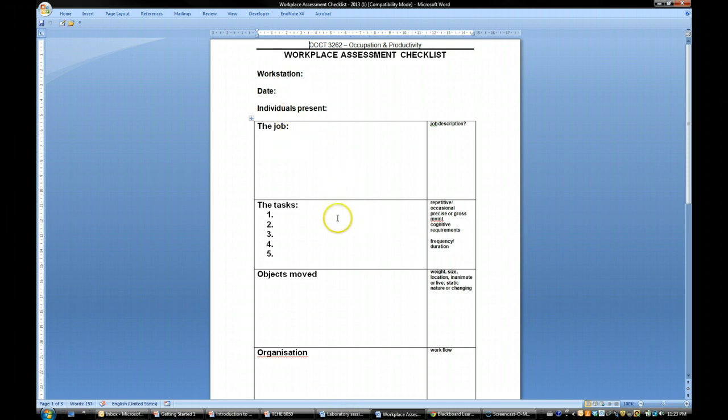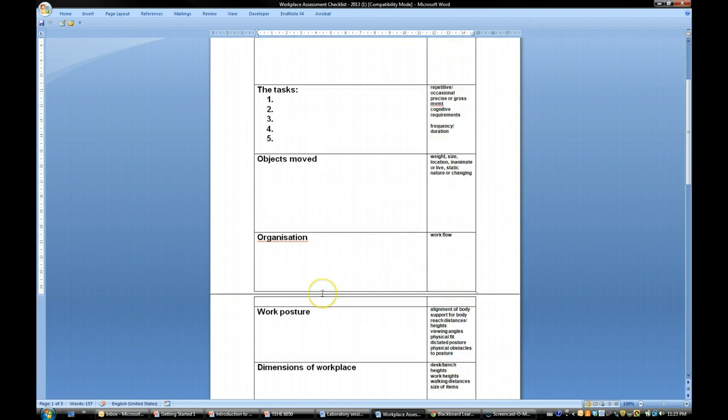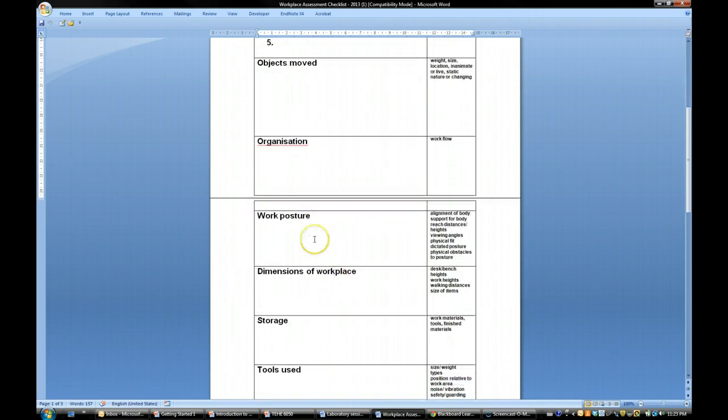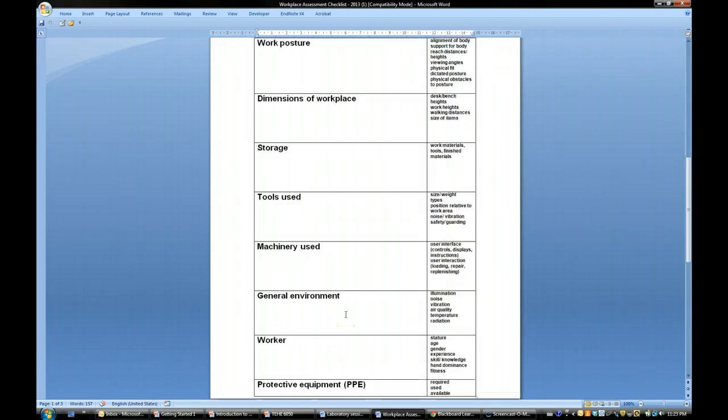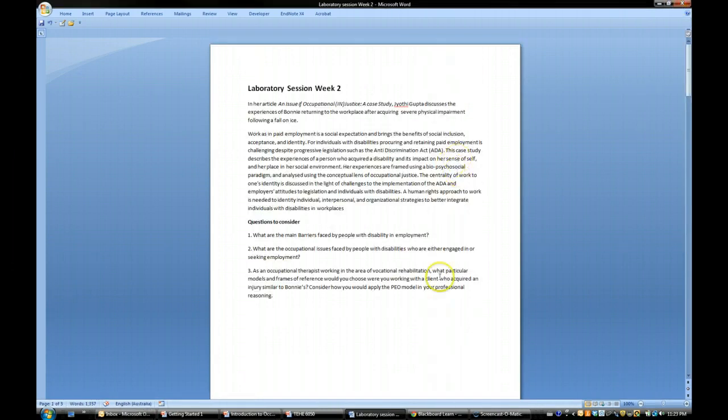So they look at the job and the tasks that are involved, the particular objects in the workplace, the organisation of the workplace, the work postures, and a whole range of other things. So again, that's another example of a form that they could use.